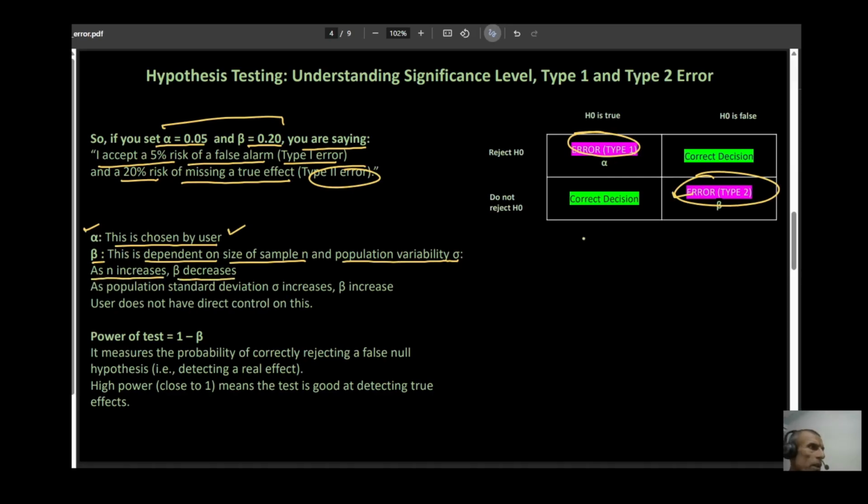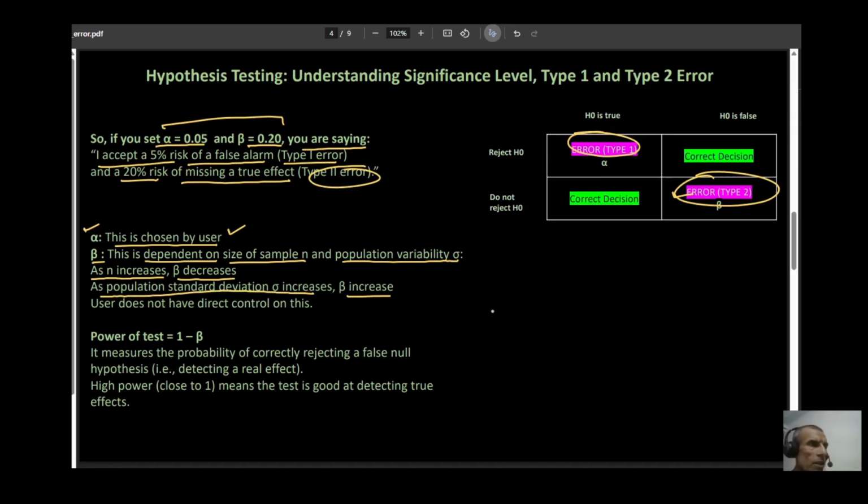In other words, your type 2 error goes down, which makes sense as your sample gets bigger and bigger, it almost approaches your population. The value of your estimate will come very close to your population. As your population standard deviation sigma increases, your beta also increases. In other words, your type 2 error also increases.